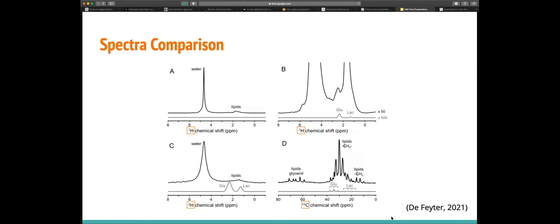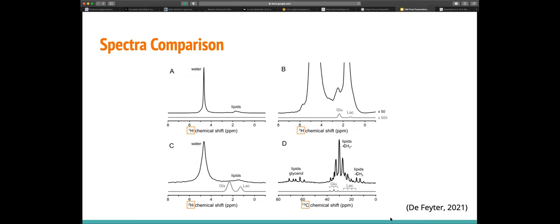So the NMR spectra for each method ends up looking quite different from each other. So the top row here shows the spectra from proton spectroscopy. On the left in A, you can basically see how both the water and the lipid signal are orders of magnitude higher than the signals obtained from the glutamate and the lactate molecules, which in B you can see because that same spectra in A is zoomed in really closely.